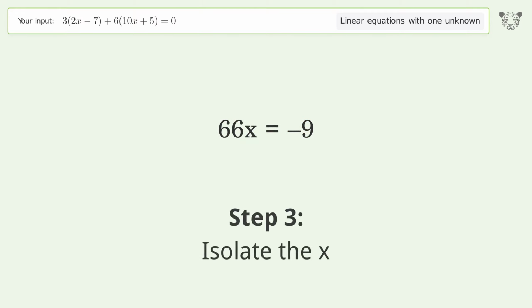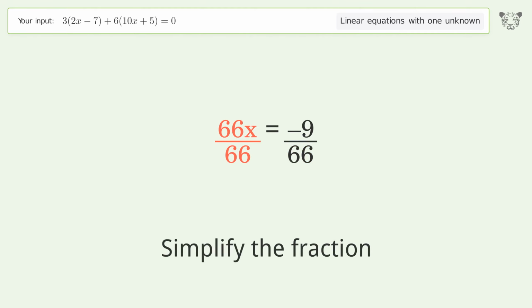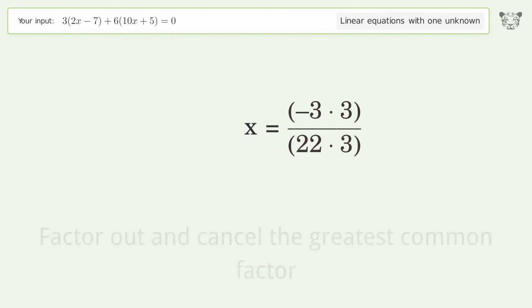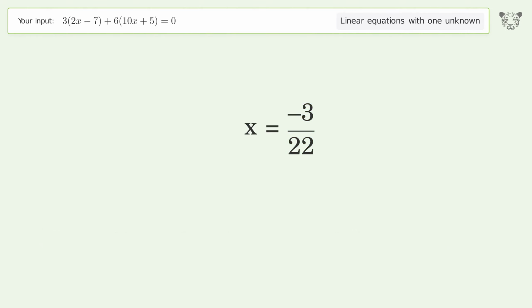Isolate the x. Divide both sides by 66. Simplify the fraction. Find the greatest common factor of the numerator and denominator. Factor out and cancel the greatest common factor. And so the final result is x equals -3/22.